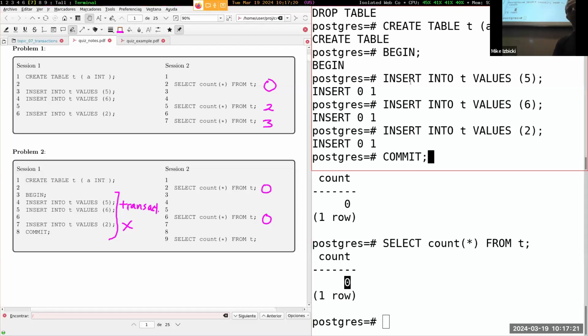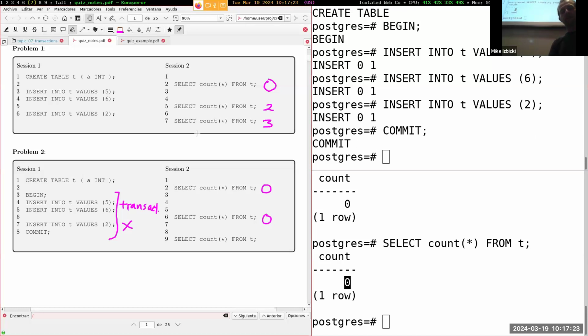So on line 8, I do commit right here, and that makes all 3 of these inserts now available to other sessions. In this second session in the bottom right corner, I'll press the up arrow, get my select count star from T command back, hit enter, and now you can see that a 3 is the result because all 3 of those inserts have been fully registered with the database. They are fully available for other sessions to see.